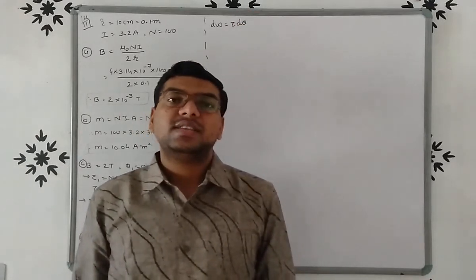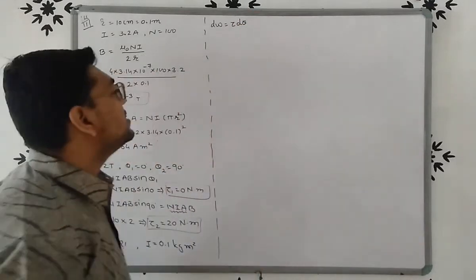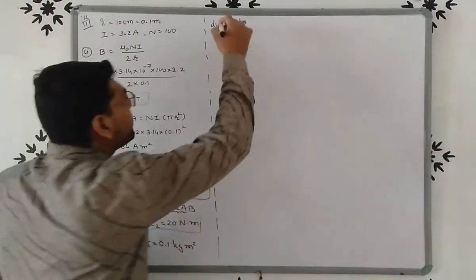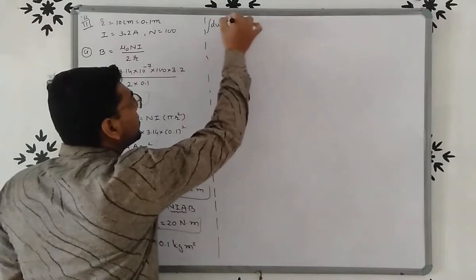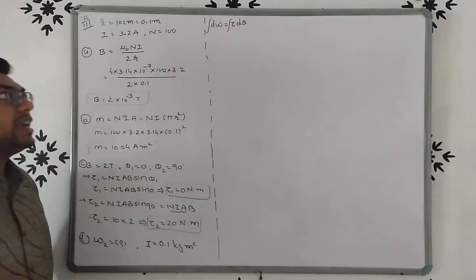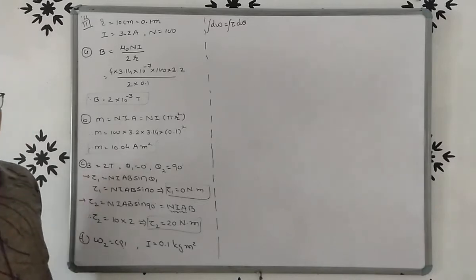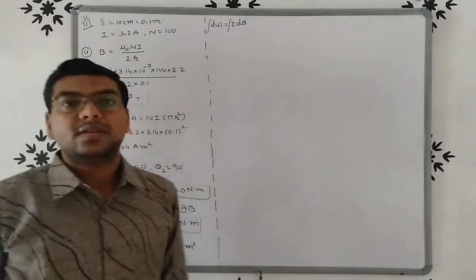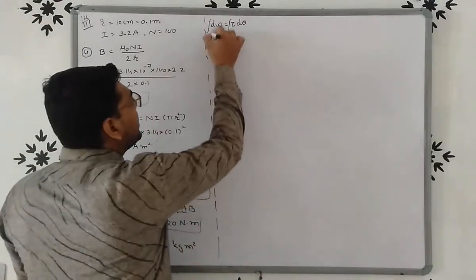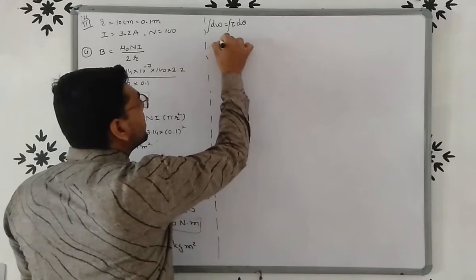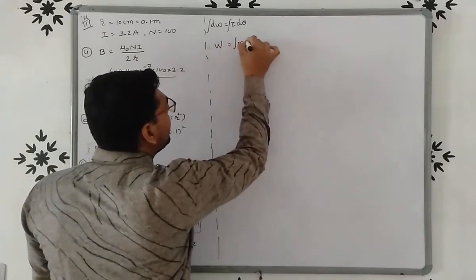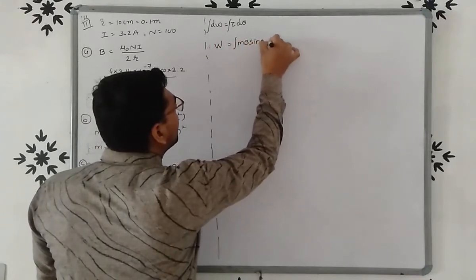In chapter number 7, we know that dW is equal to tau into d theta. But to find the total work, we integrate it. So integration dW is equal to integration tau d theta. But we know that torque tau is equal to mB sin theta. So the work done, W, is equal to integration mB sin theta d theta.